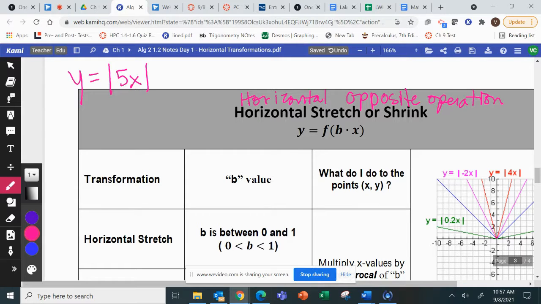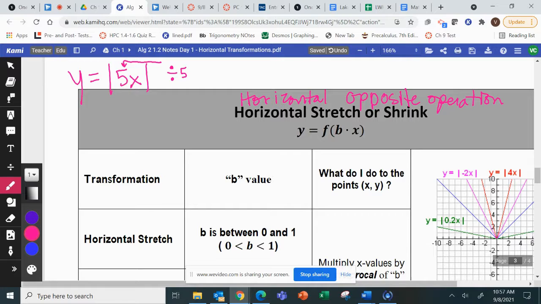Inside the absolute value, this is multiplying by 5. But we don't do the same thing that's inside. We do opposite. So instead of multiplying by 5, what's opposite of multiplying by 5? Okay. We would divide by 5. Now, when we get to divide by 5, that's easy, but you're going to end up having fractions and stuff, and it gets really complicated.